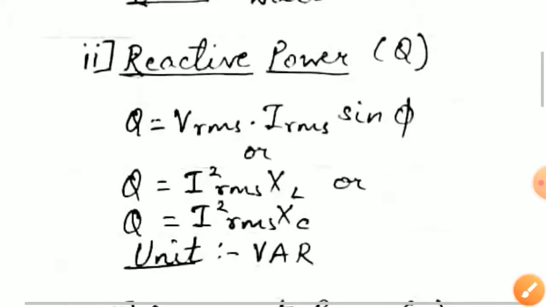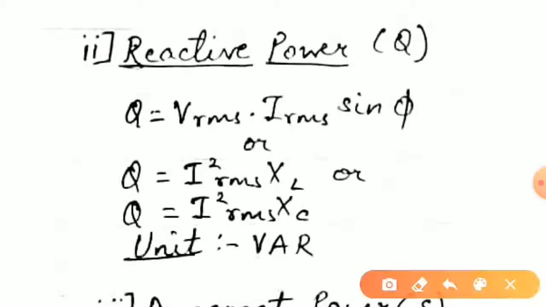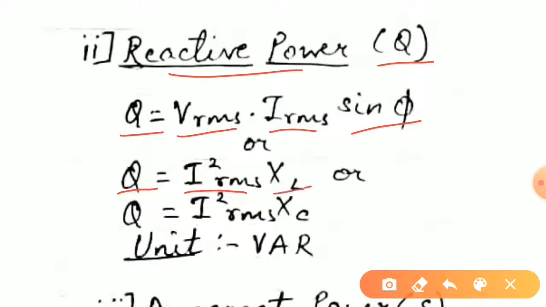The second type of power is the reactive power. It is denoted by capital Q, where Q is given by Vrms into Irms sin phi. Reactive power is the power which is developed in inductive or capacitive reactance of the circuit. Hence, Q can also be given as Q is equal to I square rms XL, or Q is equal to I square rms into XC. The unit for reactive power is var, that is volt ampere reactive.